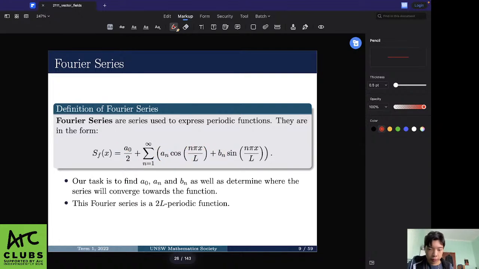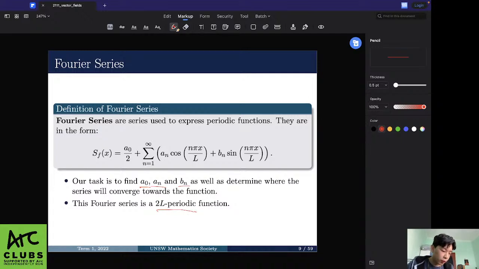And so we have a couple facts. For Fourier series, generally what you're going to be asked to do is just to find the coefficients a0, an, and bn, right? And then determine where it converges. That's generally what a Fourier series question is going to be like. We'll go through it, but all you need to know is that it's 2L periodic.